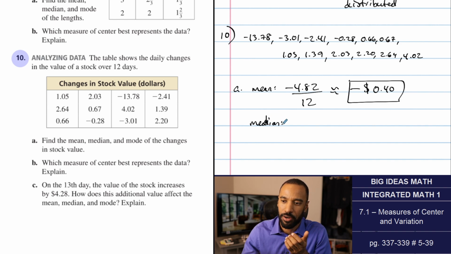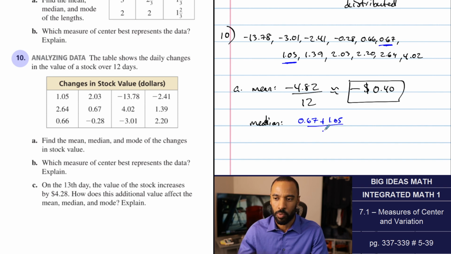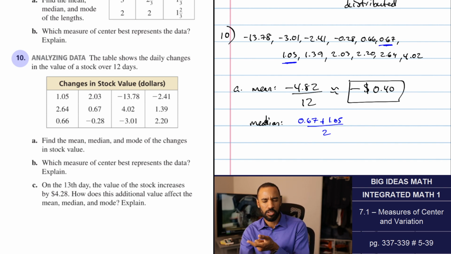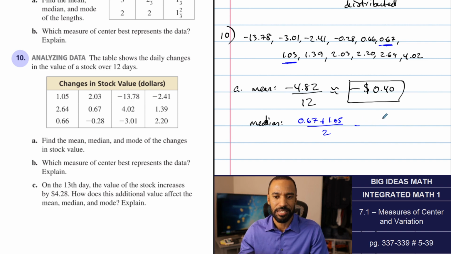I have them in order here, and there are 12 values. These are the two middle values, 0.67 and 1.05. That's the 6th and 7th value. We've got to take their mean and divide by 2, right? Find the midpoint of those. Again, I can do that. 1.72 divided by 2 is 86 cents. So there's an 86 cent median, 0.86. And that's positive, by the way.